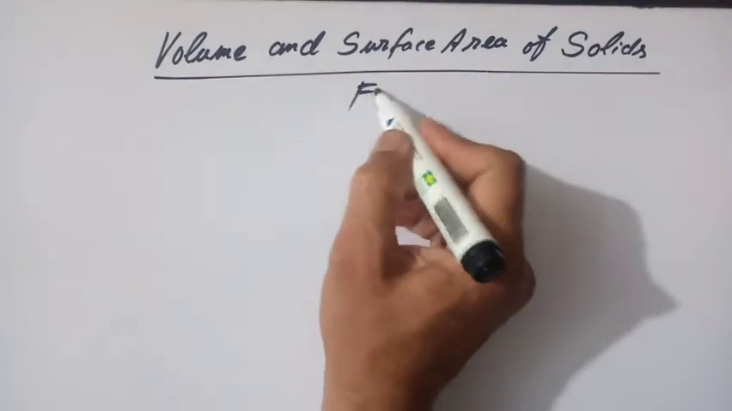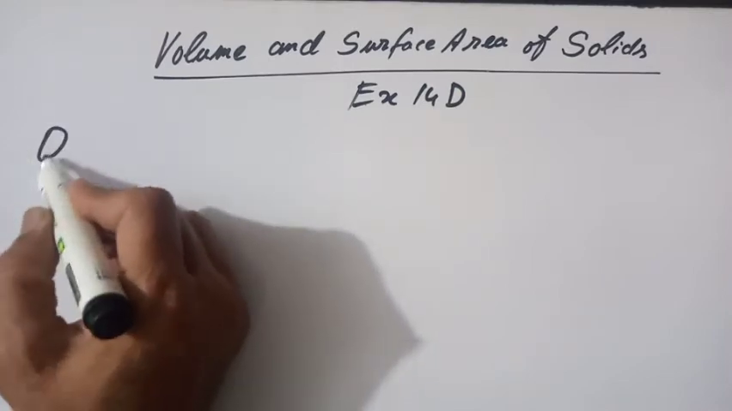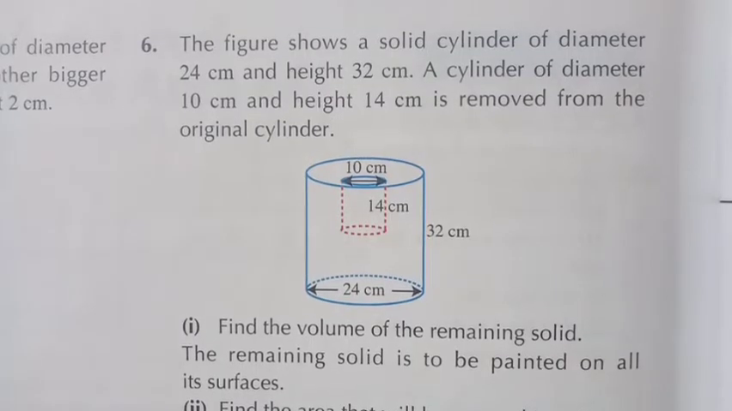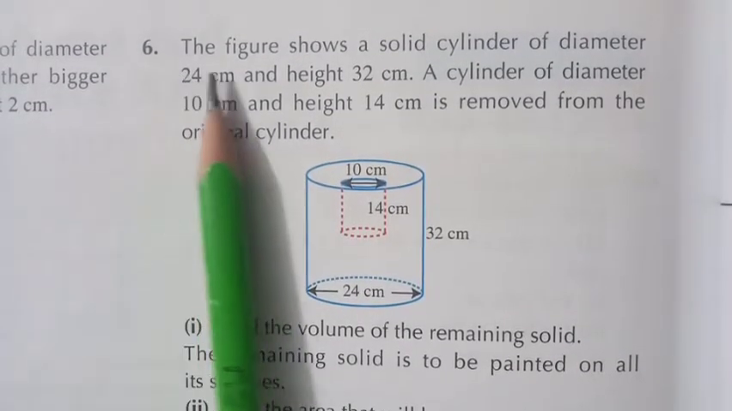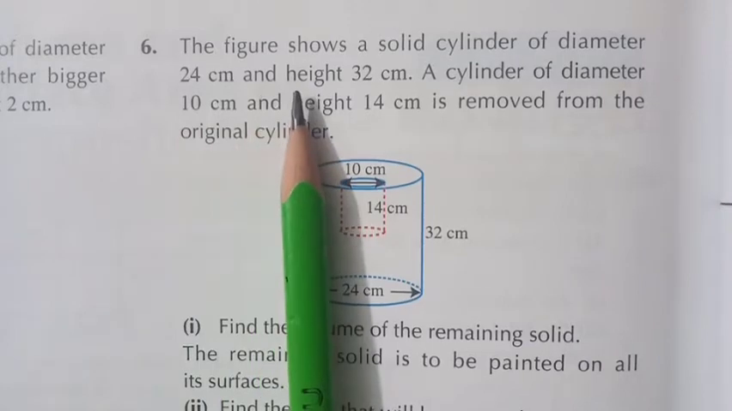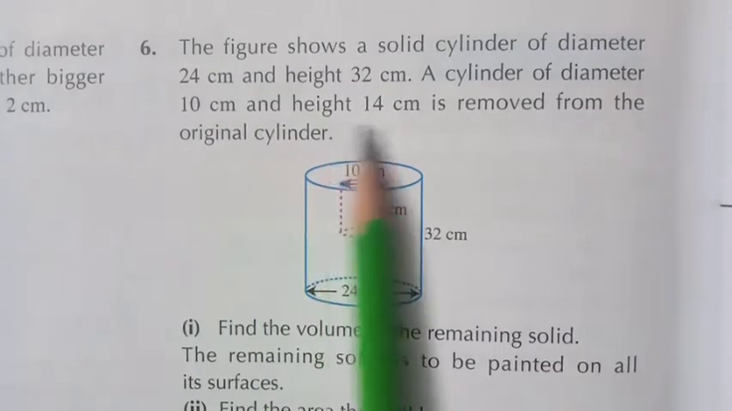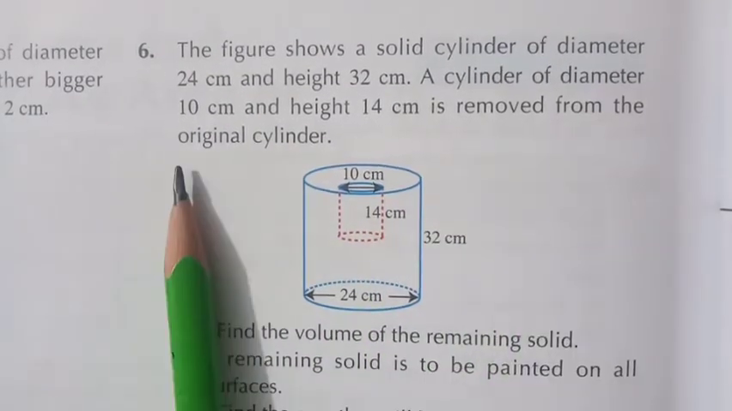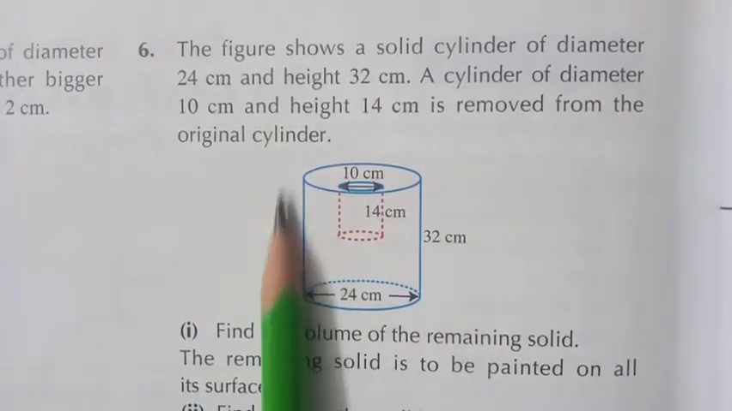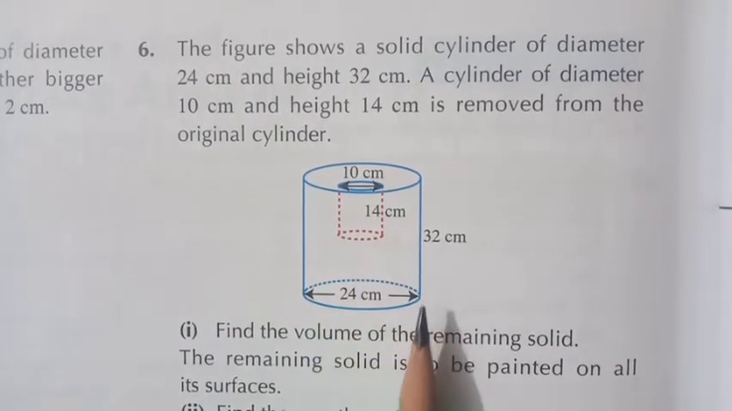Exercise 14D, question number 6. Statement of the question: the figure shows a solid cylinder of diameter 24 centimeter and height 32 centimeter. A cylinder of diameter 10 centimeter and height 14 centimeter is removed from the original cylinder. This is evident from this figure. This is the bigger cylinder and this much is the smaller cylinder which is removed from the bigger cylinder.